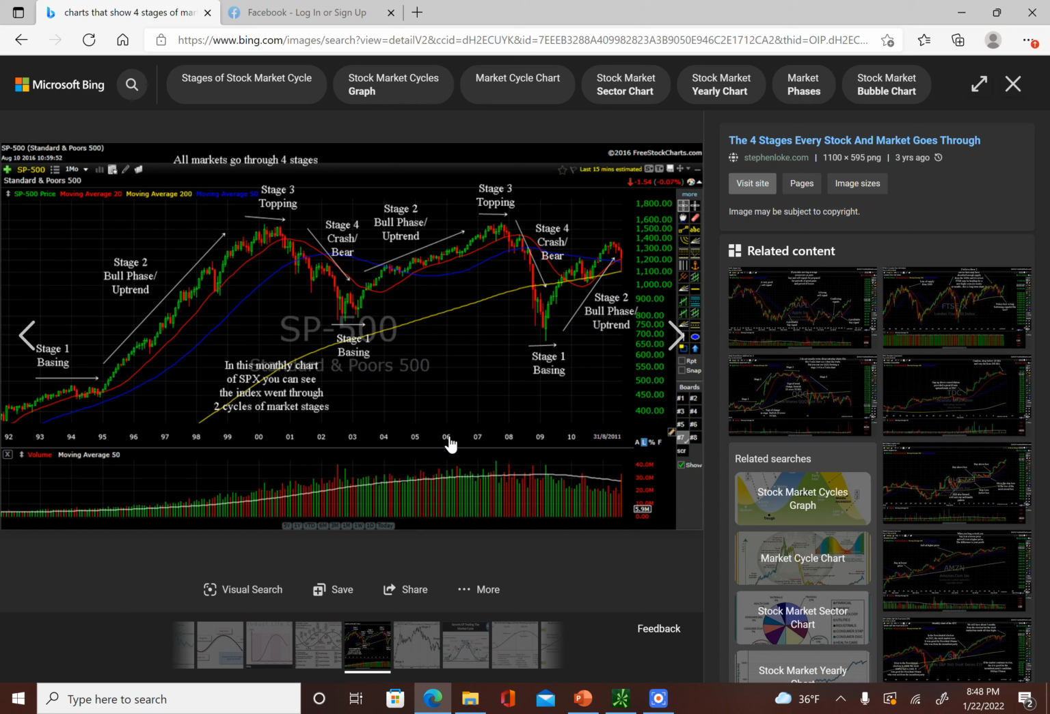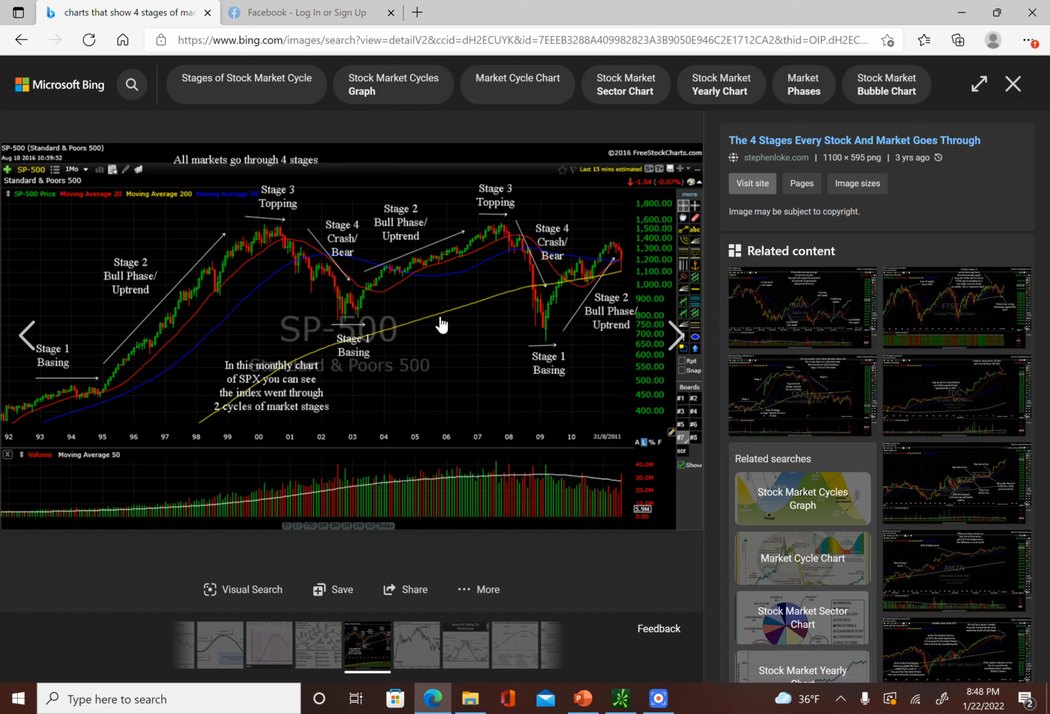And again, keep in mind, this is a monthly chart. This is about 20 years. So this goes back to 1992 all the way to 2011. So that's important to note because these phases, these cycles, play out over long periods of time.